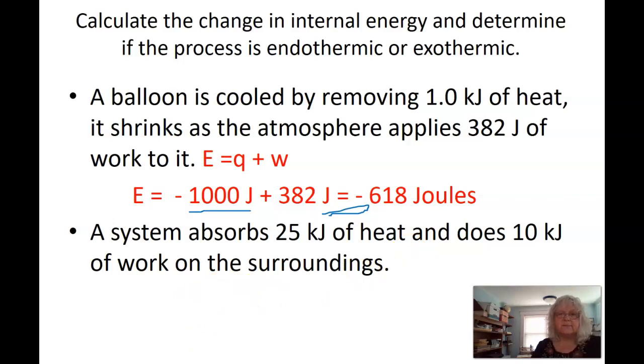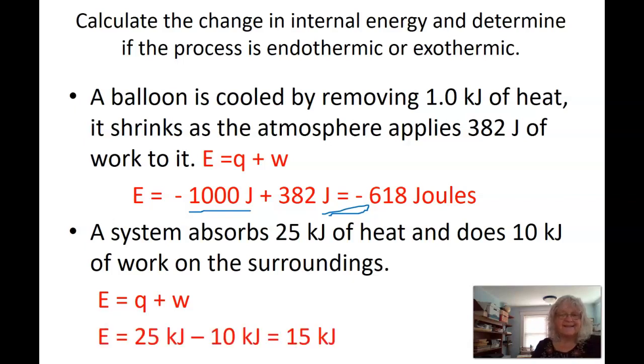All right, so system absorbs 25 joules of heat and does 10 kilojoules of work on the surroundings. There's my equation. Remember, you can pause. So I have 25 kilojoules of heat that it absorbed, so it's positive, and it did 10 kilojoules of work on the surroundings, so that's negative.